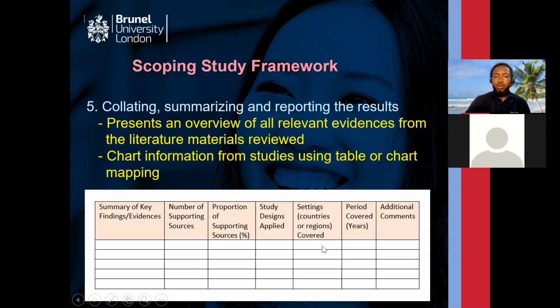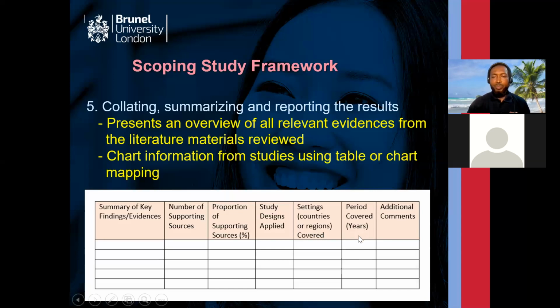Then settings, countries or regions. We also want to know which regions, which countries those articles were conducted in. It gives us an idea of the geographical spread. There is also another classification, sorting by research setting. So if you're doing Africa, you could say 5 articles from Nigeria, 3 articles from South Africa, and 2, 3, or 4 from Ghana, and so on.